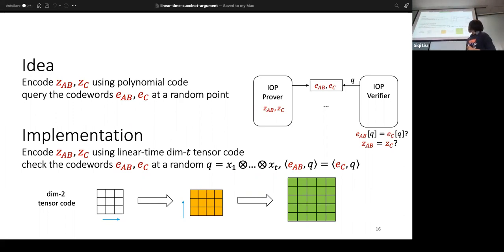One property of a tensor code is that each row and each column are all code words of some base code C. And this can be done in linear time if the codes that we use to encode each row and each column are linear time encodable codes.